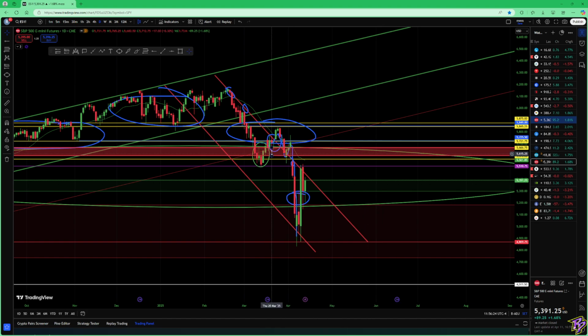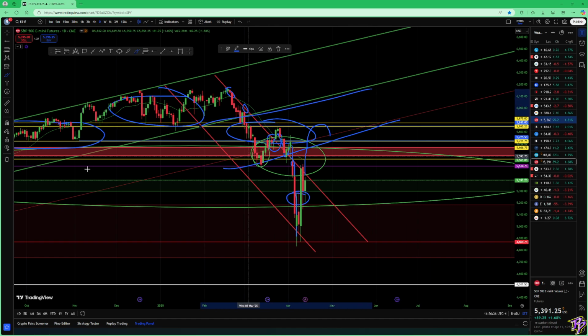If we shift structure back to the upside and we cross over these levels right here, then we can potentially start some bullish sentiment if we start seeing price action move above these dynamic channels. I hope these levels help.